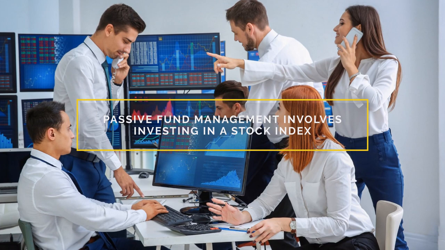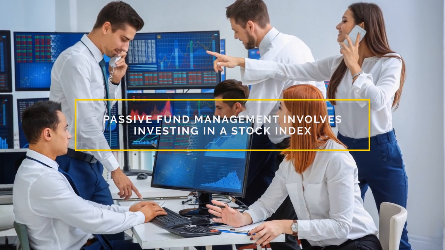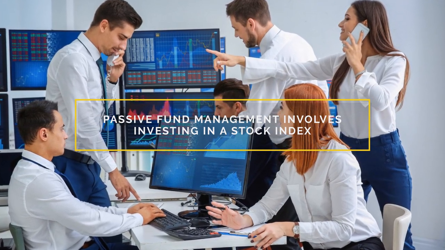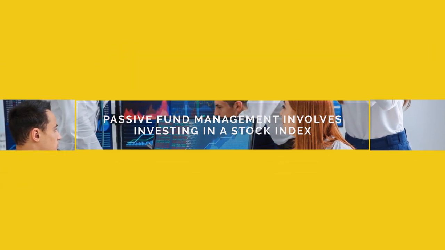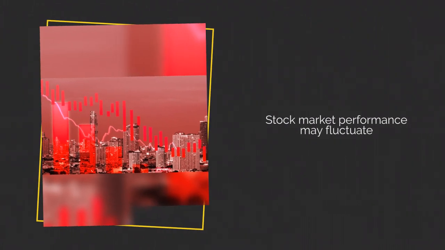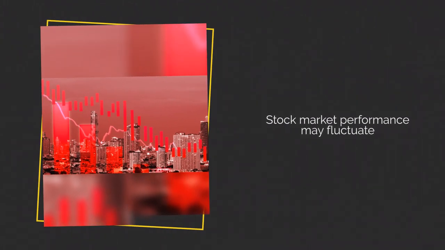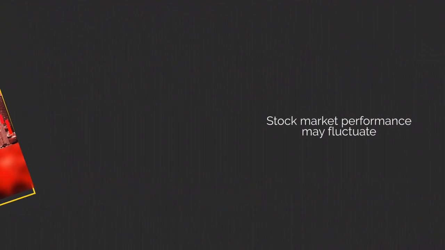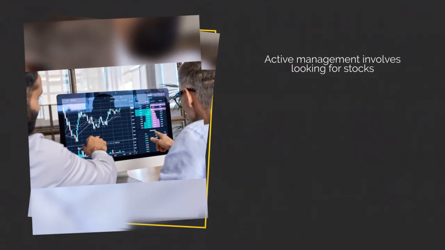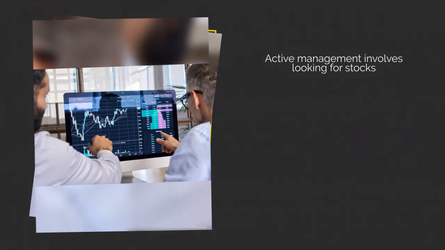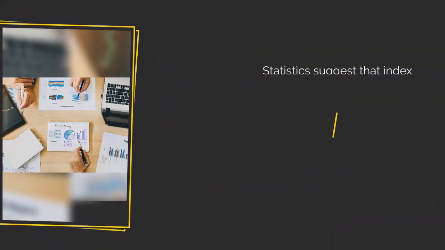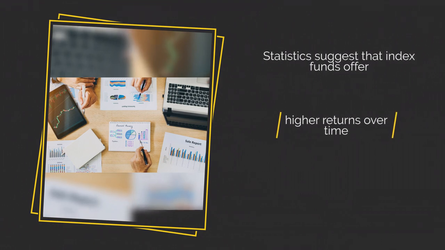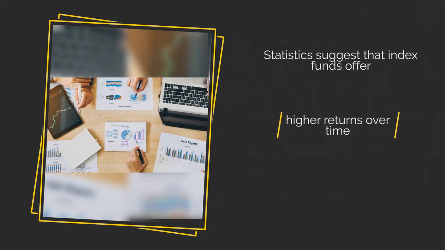Passive fund management involves investing in a stock index, such as the Russell 3000 or S&P 500, which includes stocks from many well-known companies. While stock market performance may fluctuate, you can benefit in the long run. Active management involves looking for stocks that will outperform the market. While it's possible to succeed in the short term, statistics suggest that index funds offer higher returns over time.